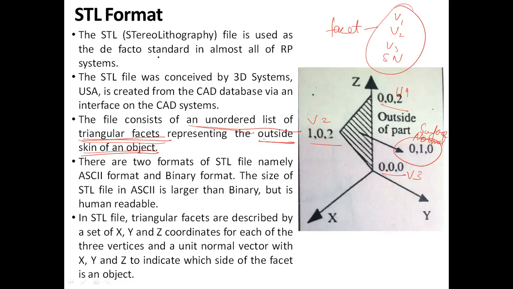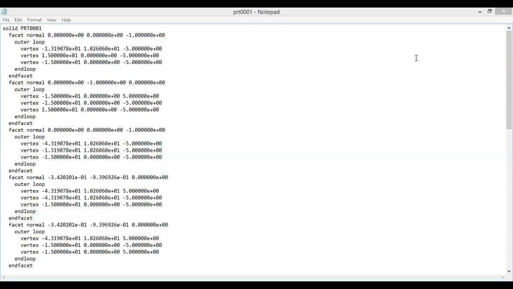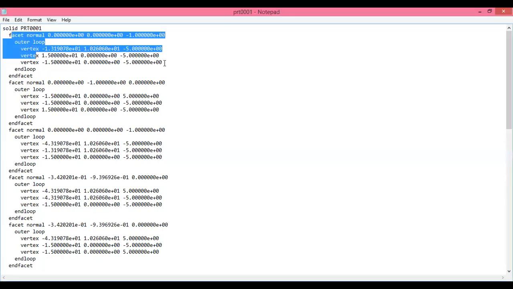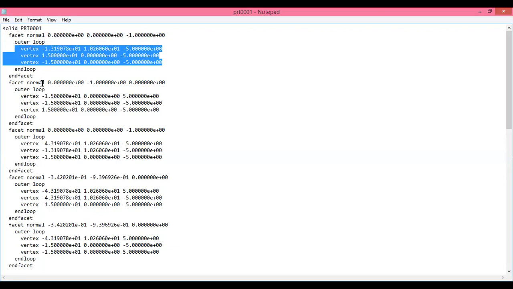Just to give you a brief idea, this is an STL file. In this STL file, what you will see is that this part reflects one facet. This part is reflecting one facet. So this is the surface normal. This is the surface normal. And these are the information of the three vertices. And this is the end of facet. So one complete facet has this information stored in the system.